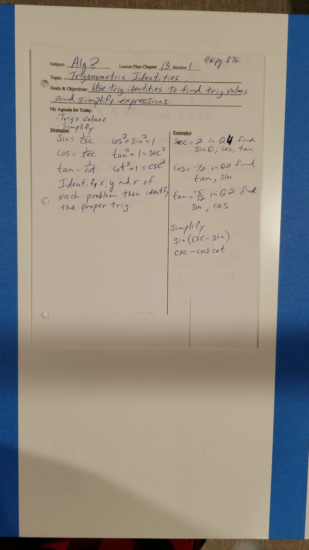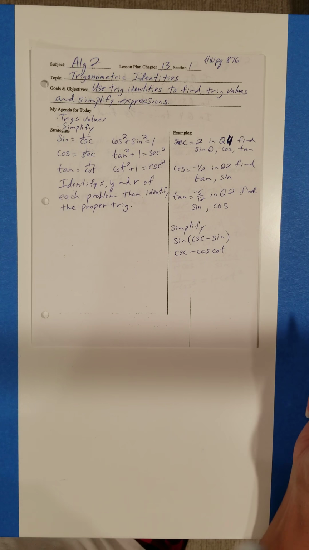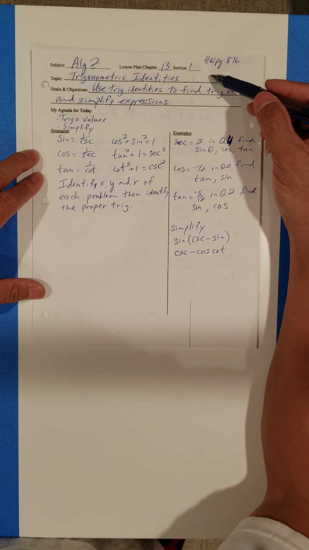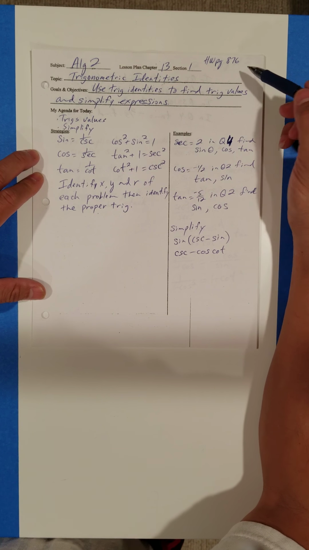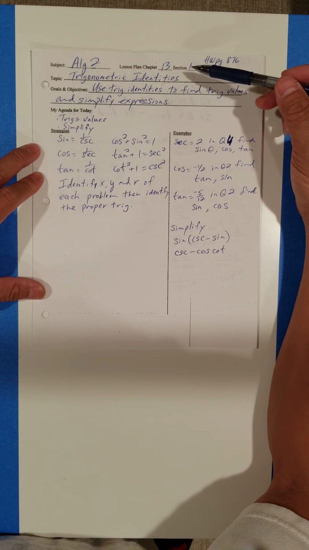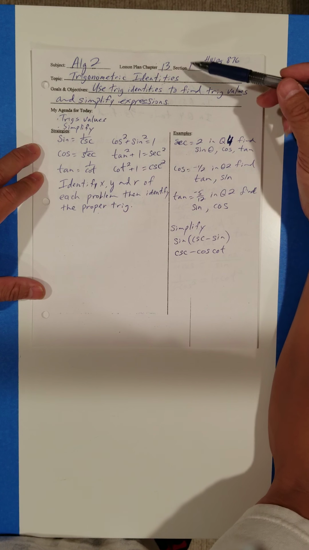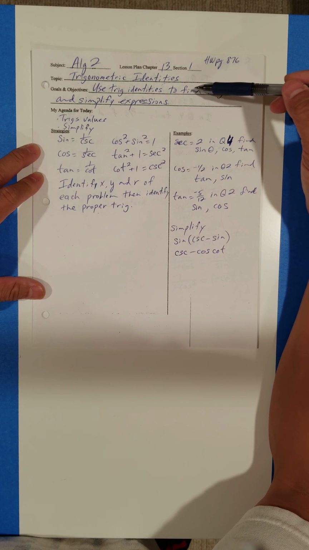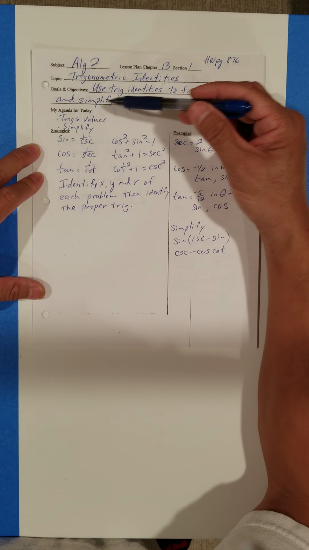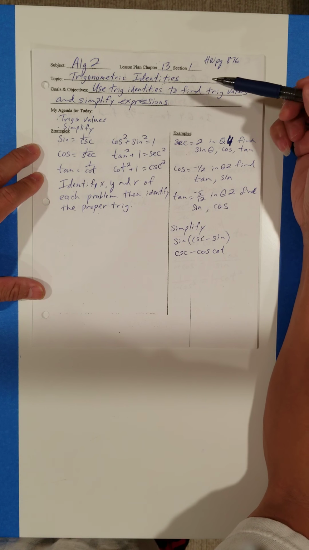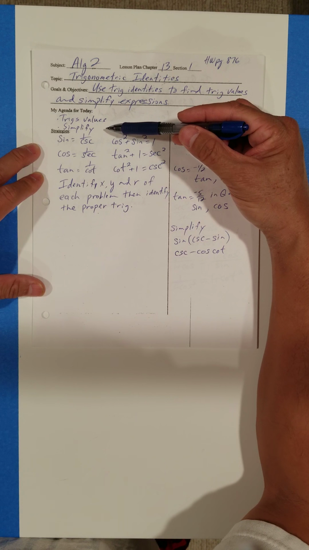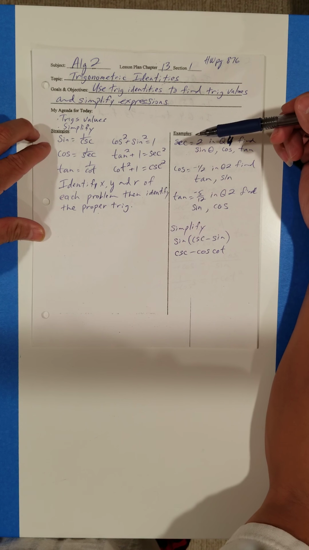Okay, guys, here we go. Algebra 2, Chapter 13, Section 1, and the homework page is going to be on 876. What we want to do today is learn about trigonometric identities. We're going to try to use trig identities to find trig values and simplify expressions, okay? So first we're going to talk about trig values, and then we can try to simplify expressions later.